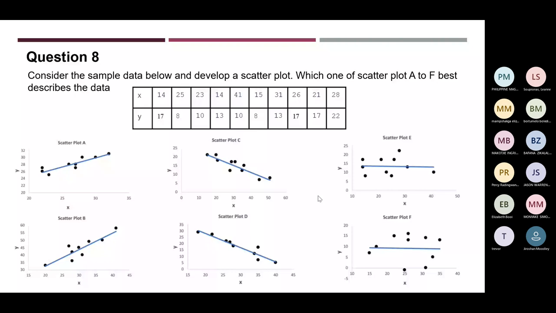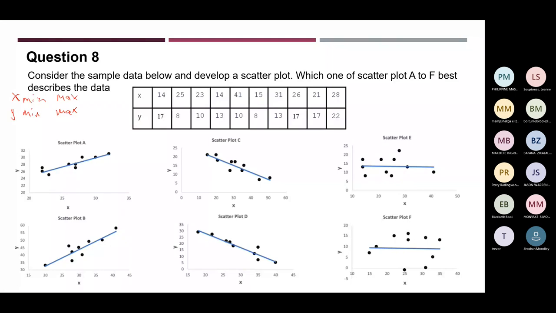Now, when we look at questions like this, where they give you the scatter plot and they say, consider the sample data below and develop a scatter plot. Which one of the scatter plots A to F best describes the data? Use the process of elimination. You don't have the whole day in the exam to go through all the points. Let's assume we check which value of X is the minimum and which one is the maximum, and then we do the same with Y, minimum and maximum. And we come to the graphs and we eliminate. If the graph does not have the minimum and the maximum value, that graph we can eliminate, so that we are left with the graphs that we're going to use to test our data instead of going through all this information.